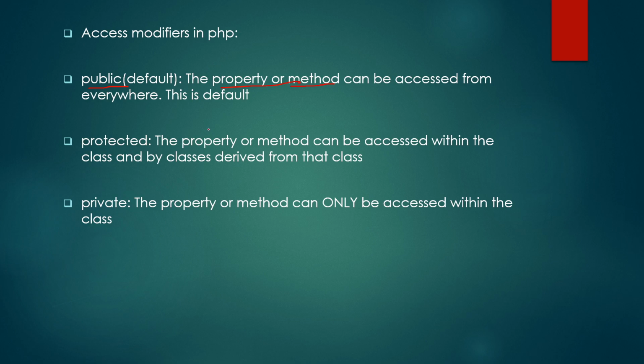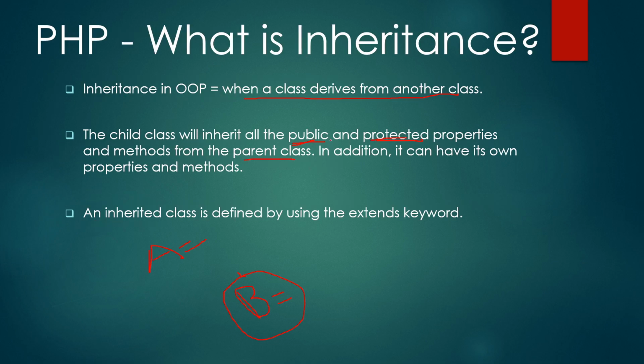If they are protected, then the properties or methods can be accessed within the class and by the classes derived from that class, so in the parent class and in the child class. And if the methods or properties are private, then they can only be accessed within the same class. So these are the three access specifiers that you should know. Here we can only inherit public and protected.